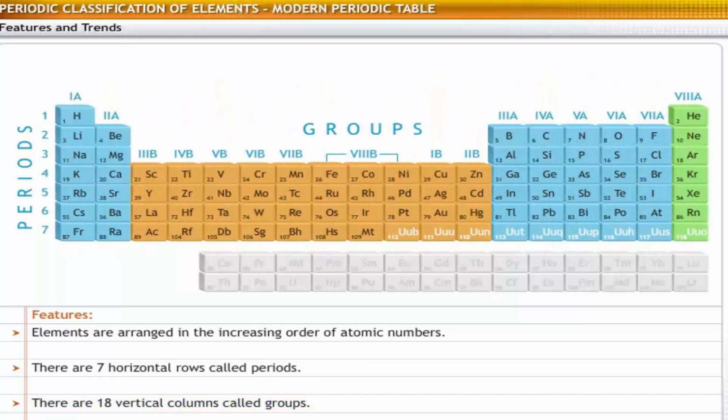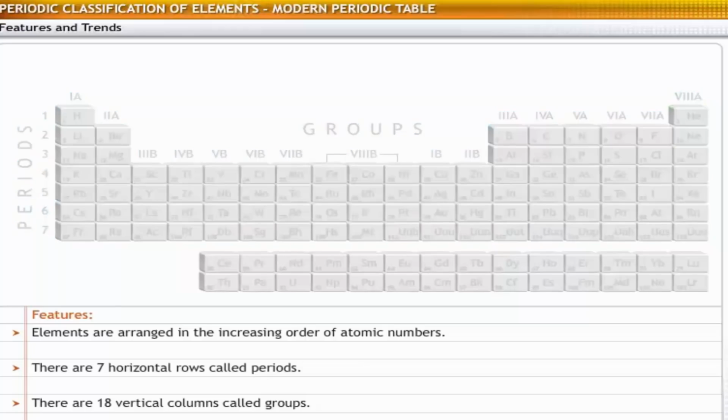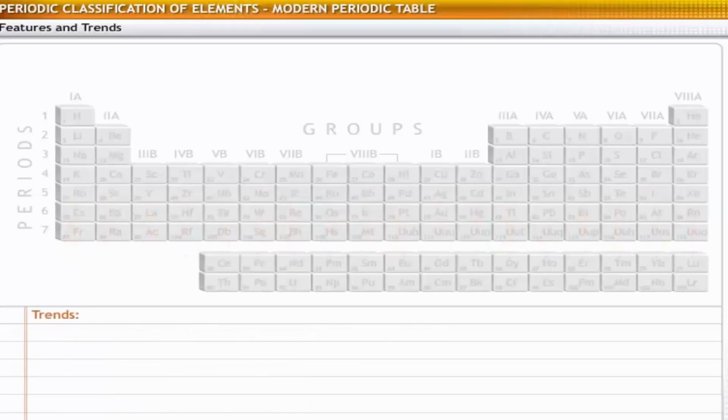You can locate an element in the periodic table by referring to the relevant period and group. For example, sodium belongs to the first group and the third period. You can observe trends in the properties of elements as you analyze them across periods and down groups. Let's look at the basic trends in brief.